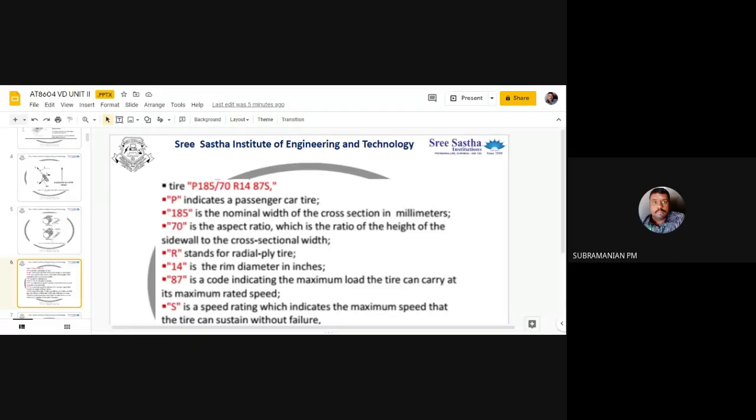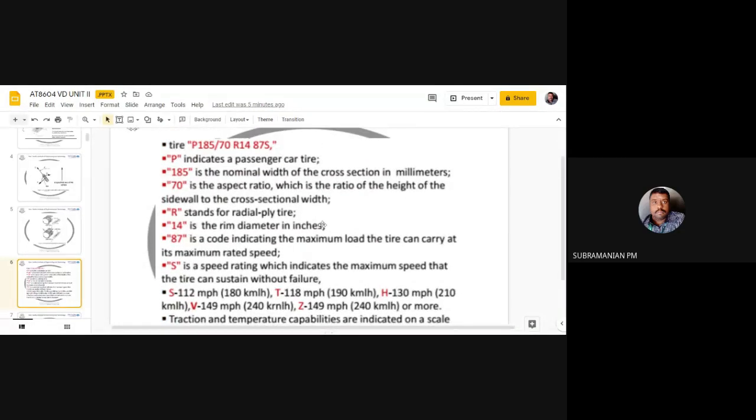So now you can see I am putting up the tire designation. This will be a standard interview question, as well as in objective exams in automobile engineering, where the questions related to tires will be on tire designation. The first letter indicates whether it's a passenger car tire or a truck tire. So P means the tire will be used for transporting passengers.